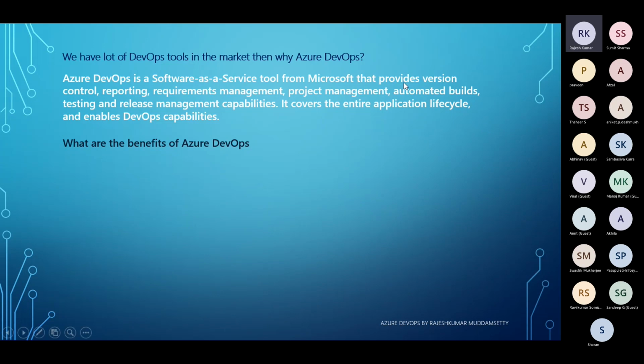Software as a service tool from Microsoft, what are all the things that it will provide? It provides version control, reporting, requirements management, project management, automated builds, testing, release management. These are all capabilities it will provide for you. If you remember my previous picture, what does the DevOps infinity say? It says to plan, build, continuous integration, continuous deployment, operate, even collect feedback. Those all things can be achieved by using this single tool from Microsoft. That is nothing but Azure DevOps. So it covers the entire application lifecycle and enables DevOps capabilities.